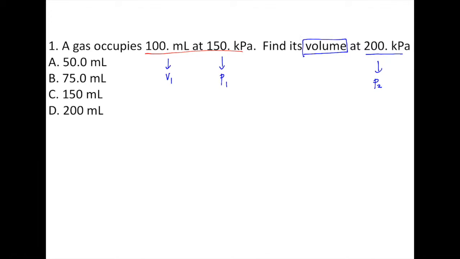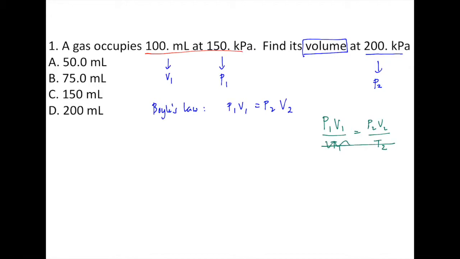And we all know that this relationship is Boyle's law. Boyle's law is P1 V1 equals P2 multiplied by V2. Now, what if, for example, you forgot the formula of Boyle's law? We only have to recall one equation, which is P1 V1 over T1, the combined gas law, equals P2 V2 over T2. Since we're only talking about P1, V1, P2, and V2, the temperature is constant, so we could cross this out. And therefore, this is the formula.